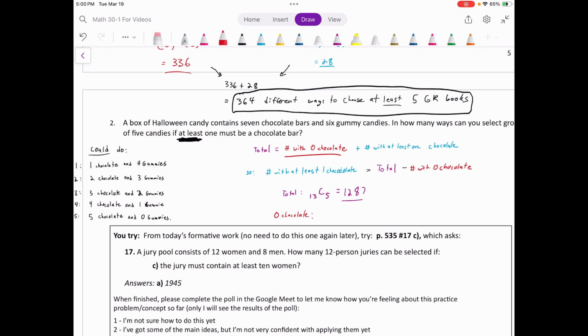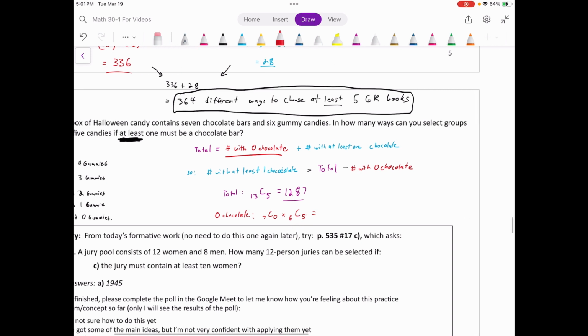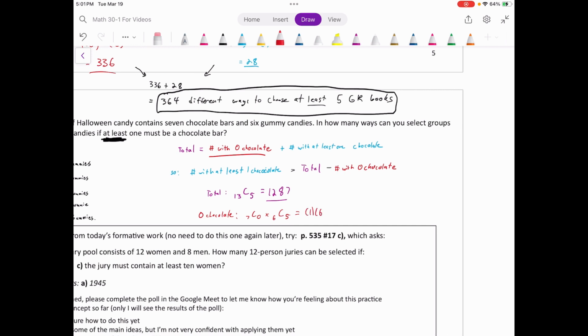Well, that just means we're choosing all 5 as gummies, right? We're choosing 5 gummies and 0 chocolates. We could look at it like this: 7 choose 0, that's choosing 0 chocolates. That's just going to be 1, times 6 choose 5, since there's 6 gummies and we're choosing all 5 of our candies as gummies. There's 6 different ways to choose 5 gummies, right? Essentially, it means there's 6 different ways to leave one gummy behind because there's 6 different gummies. So that makes sense. That's just 1 times 6, or 6. So there's actually only 6 ways we could possibly choose 0 chocolates.